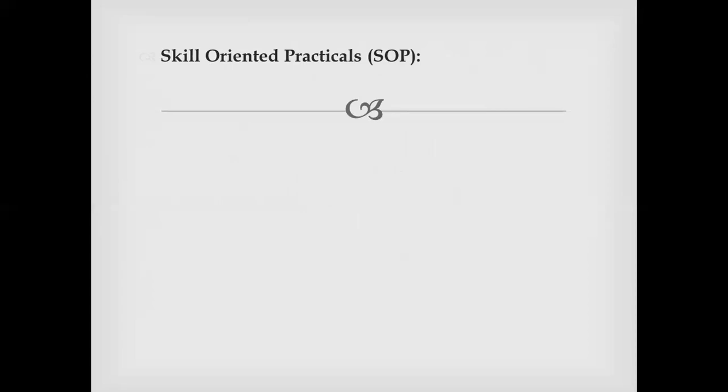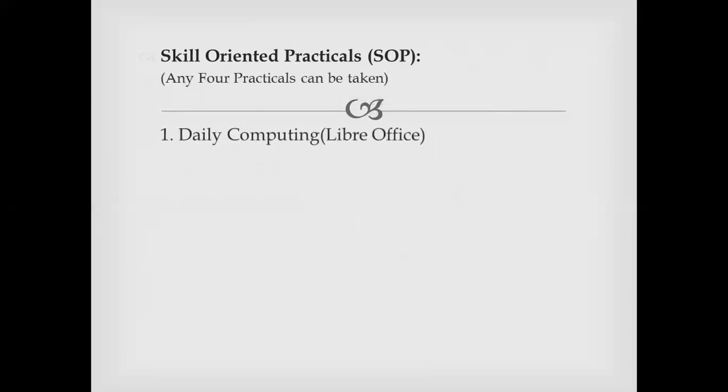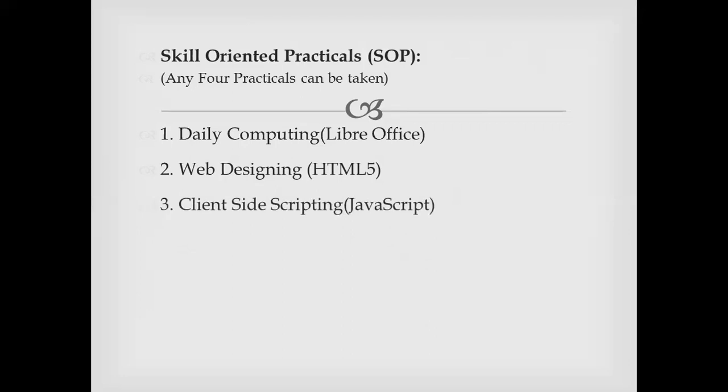So, moving ahead to the skill oriented practicals, about the list of your practicals, as we have already discussed, there are 6 different tasks from which 4 practicals can be taken. Here we are having daily computing by using LibreOffice. You must be aware of Microsoft Office. In the same way, we are having LibreOffice as one of the office tools where you can have the same computation which will be used in your daily life. Then the second one comes for web designing, that is HTML Flavor 5. Next, it comes for client side scripting, JavaScript programs, as we have discussed.